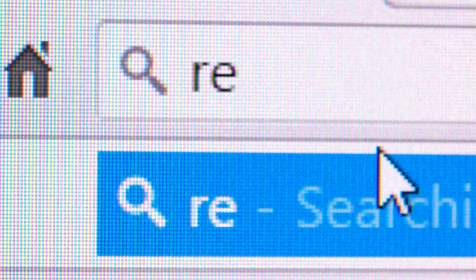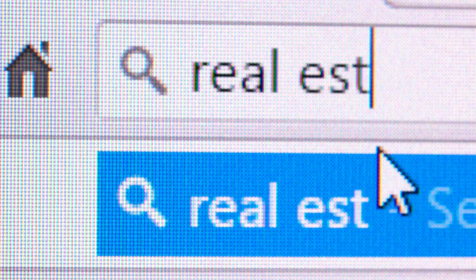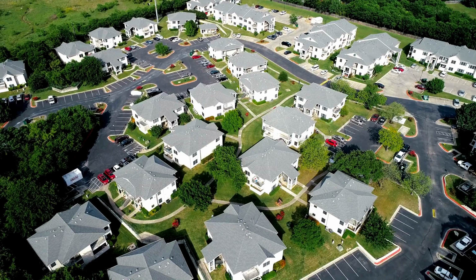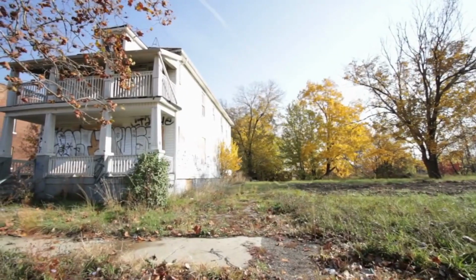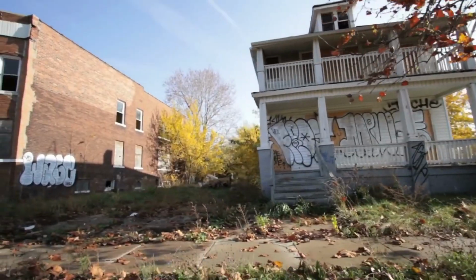If you went online and searched for duplexes in a good school district in your area and then compared those duplexes to other similar duplexes in a not so good area, or maybe an area that has a higher incidence of crime, you would see that the duplexes in the nicer areas are going to be more expensive than the duplexes in the not so nice area.